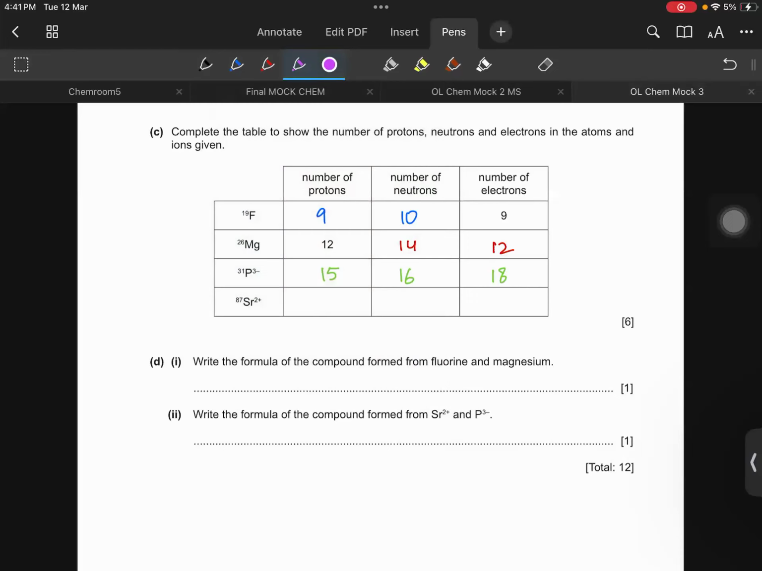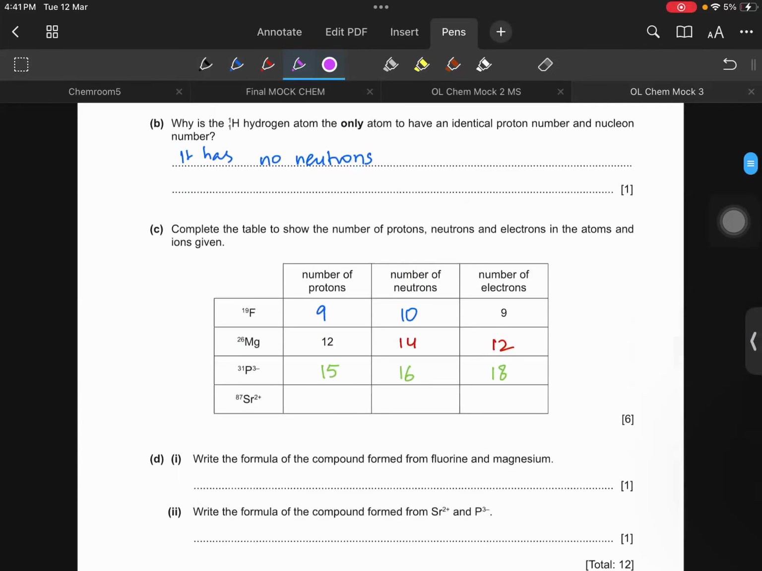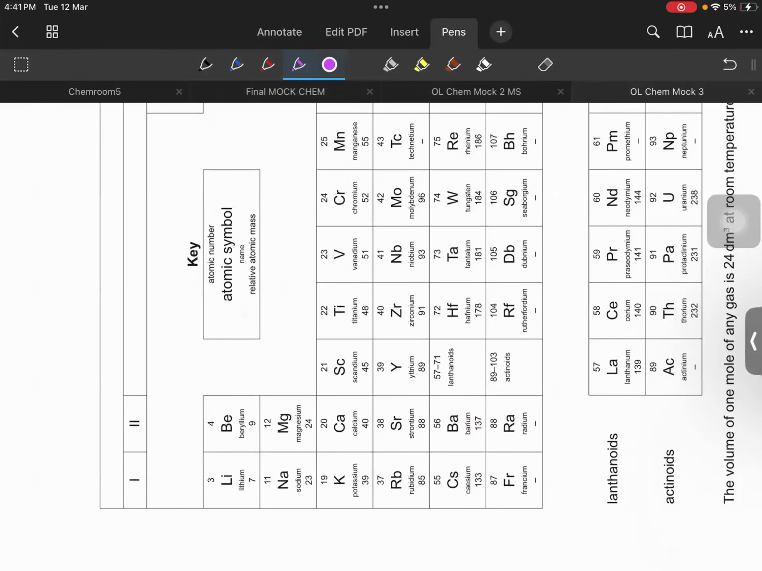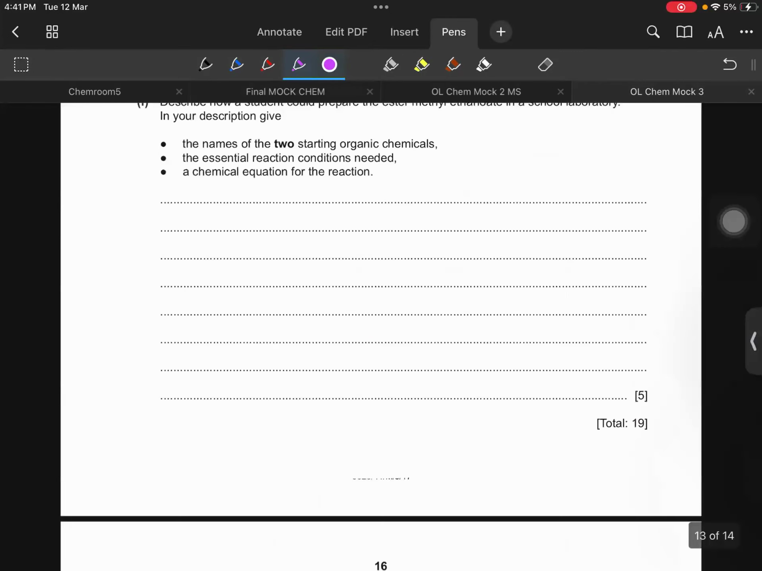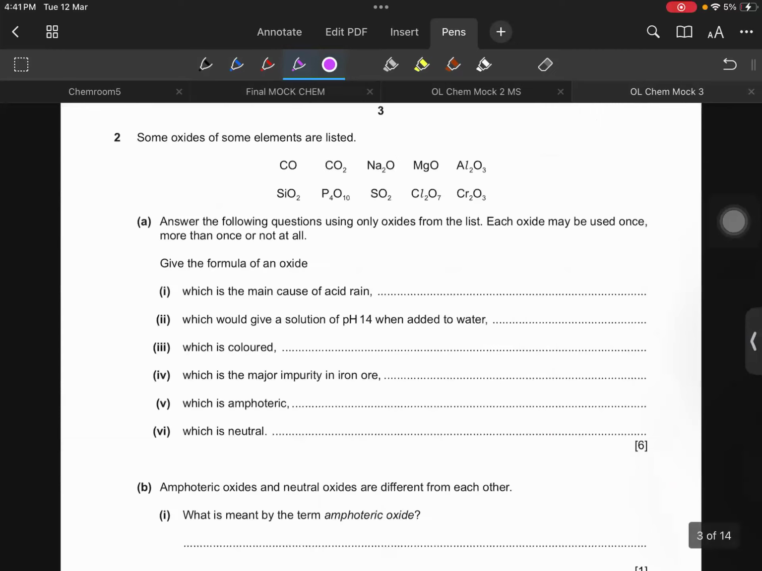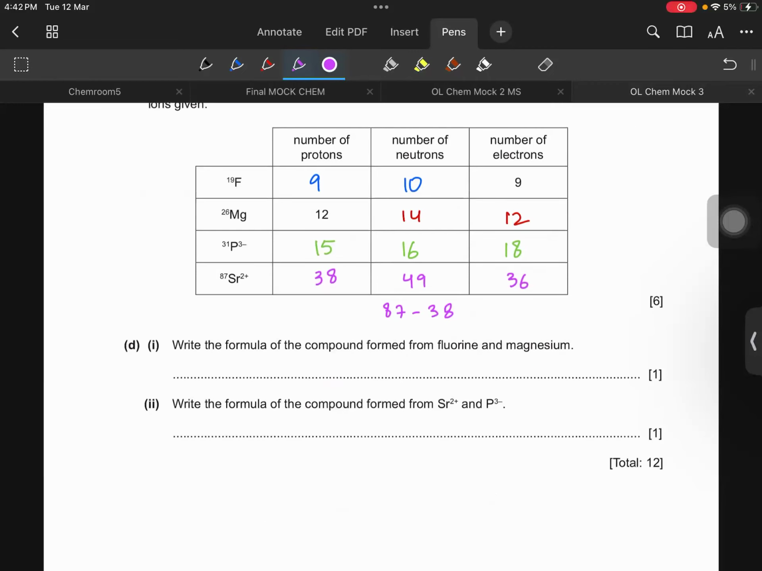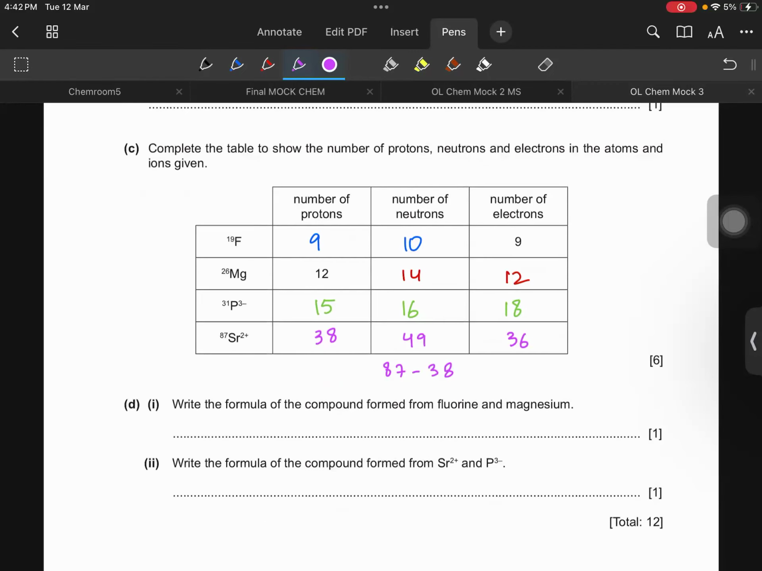Strontium, I don't know its proton number. Let's look at the periodic table. Okay, it's 38. Strontium is over here, proton number 38. Is it going to be 38 protons? 87 minus 38 is 49 neutrons. And how many electrons? 36, two fewer electrons. Perfect. Write the formula of the compound formed from fluorine and magnesium.